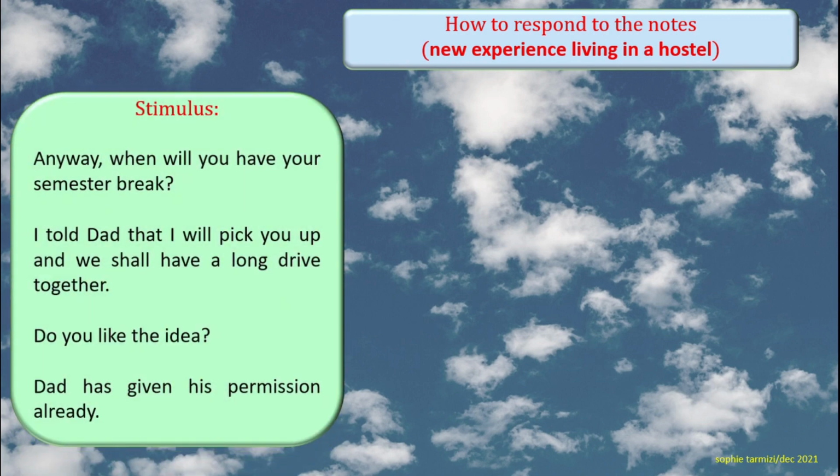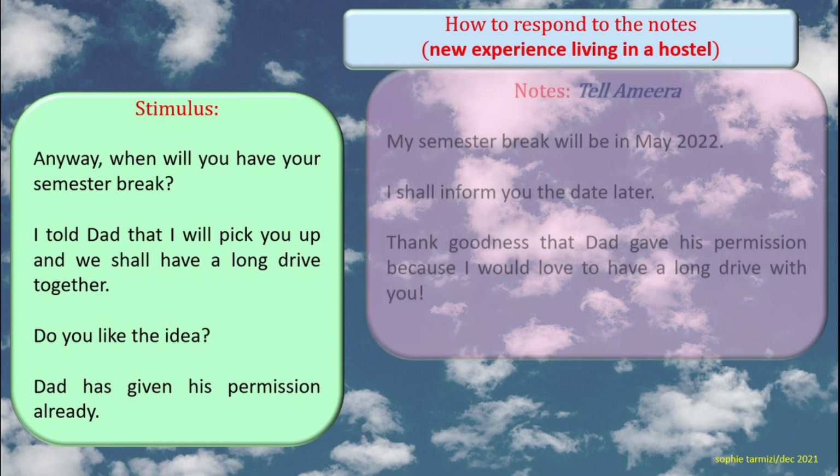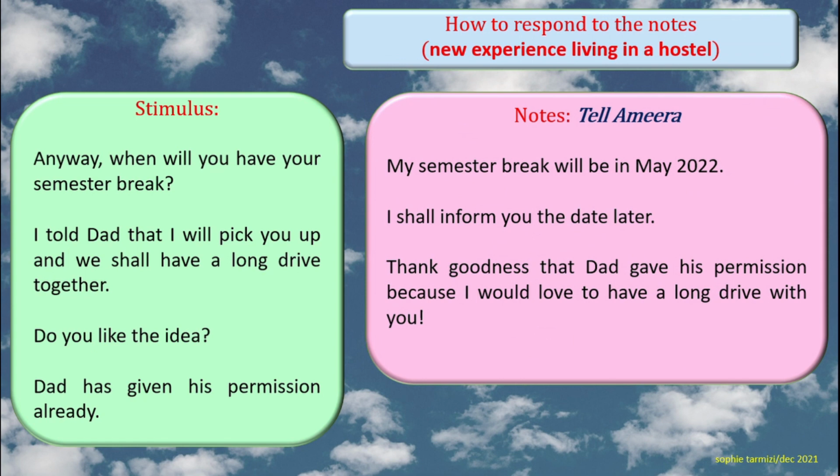Anyway, when will you have your semester break? I told Dad that I will pick you up and we shall have a long drive together. Do you like the idea? Dad has given his permission already. Tell Amira, my semester break will be in May 2022. I shall inform you the date later. Thank goodness that Dad gave his permission because I would love to have a long drive with you. So you can give a particular date or you can just mention the month, and you have to let her know that you are very glad to know your dad has given his permission.